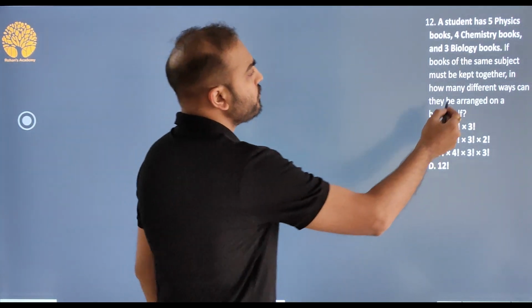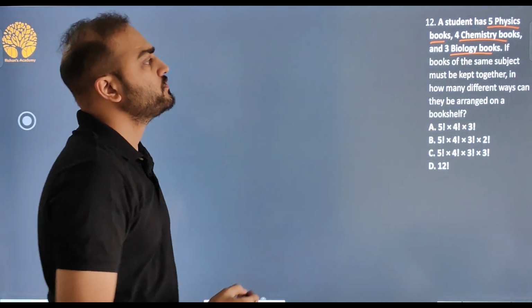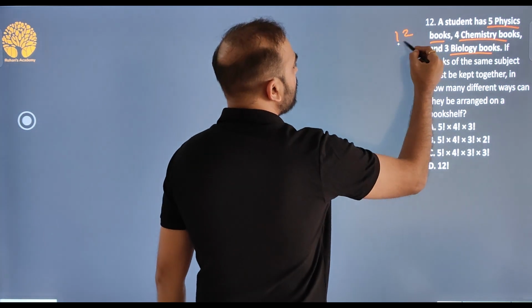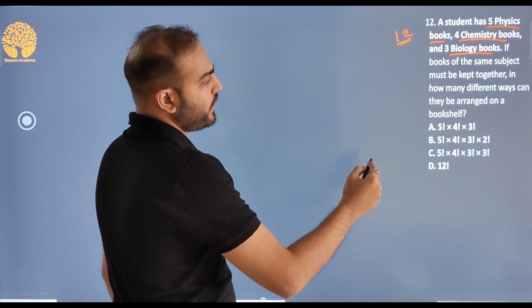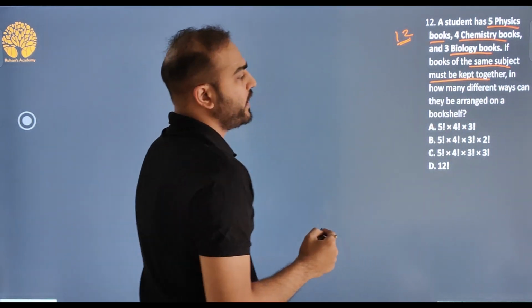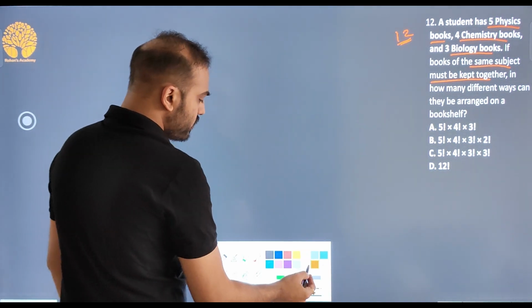Now here what do we want? We have 5 physics books, 4 chemistry books, 3 biology books. So that's 5 plus 4 plus 3, 12 books in total. Right? Now what is the constraint? Books of the same subject must be kept together.